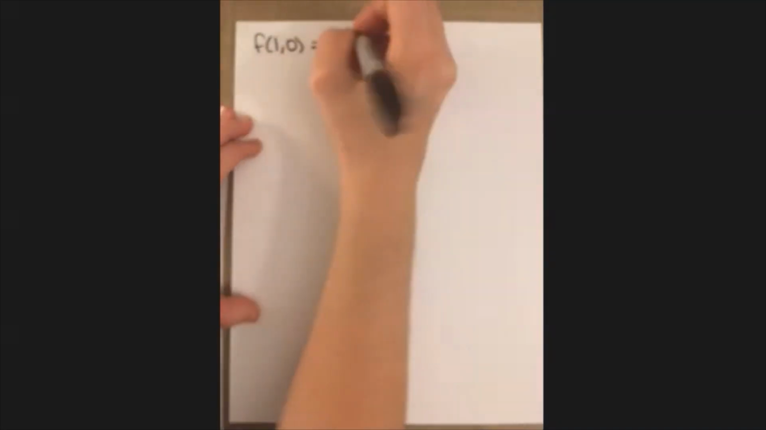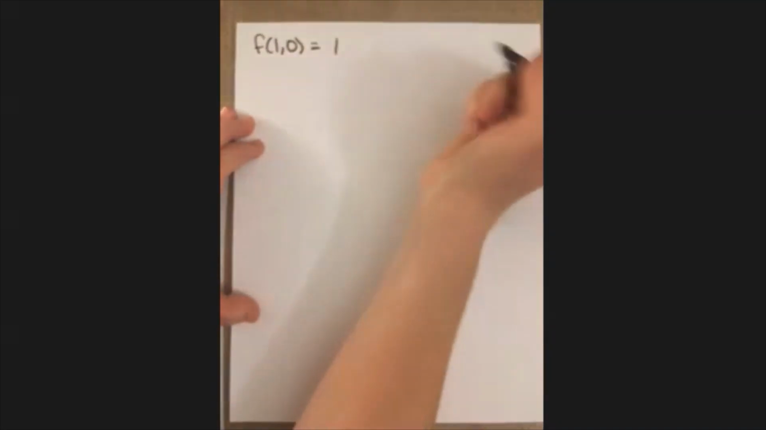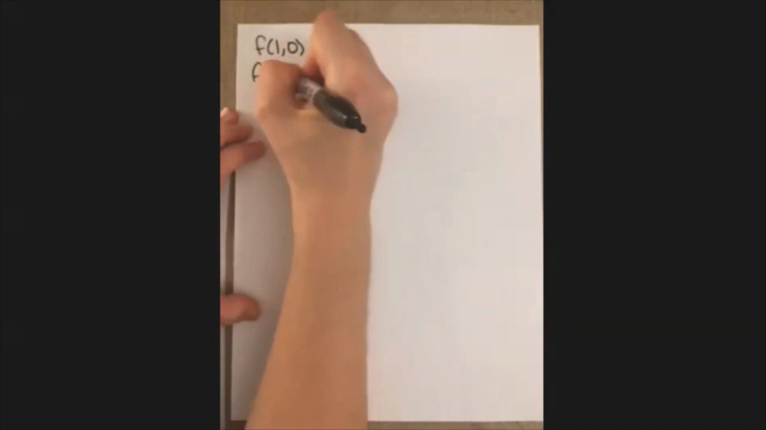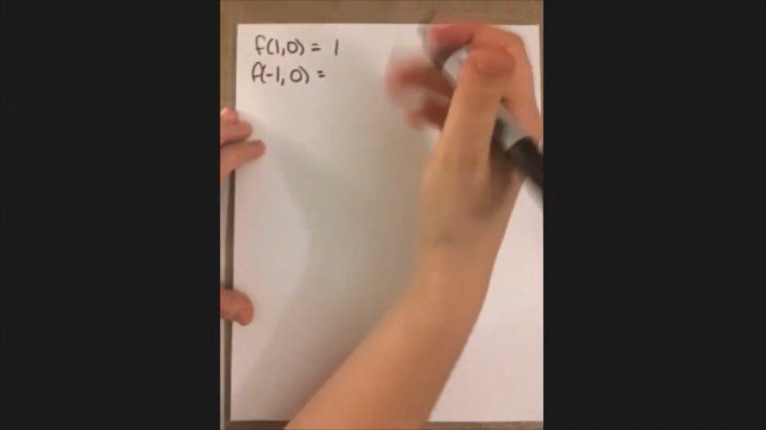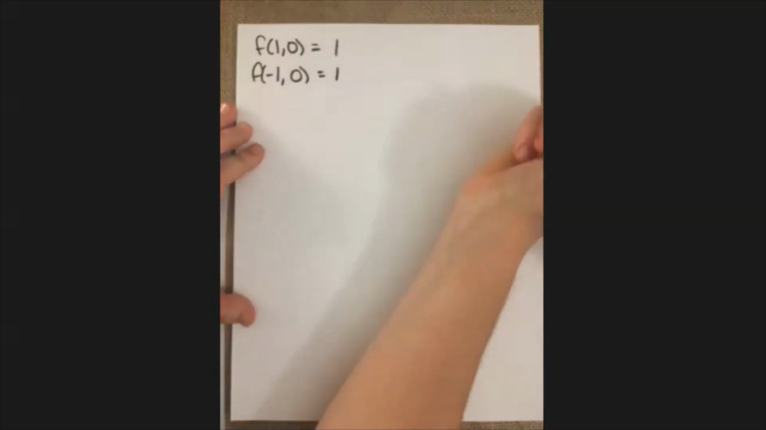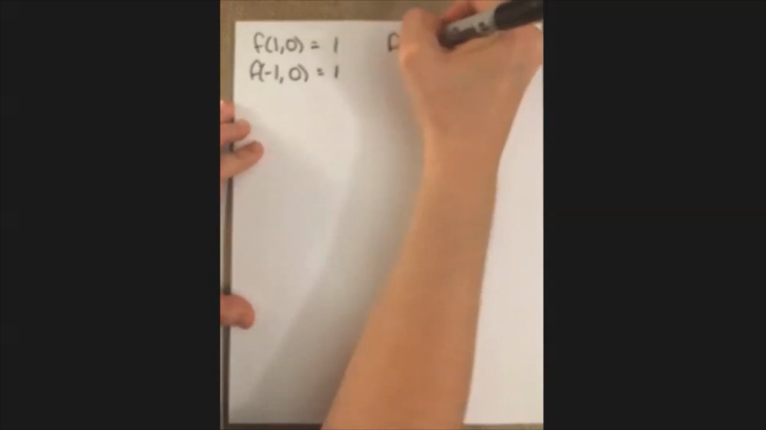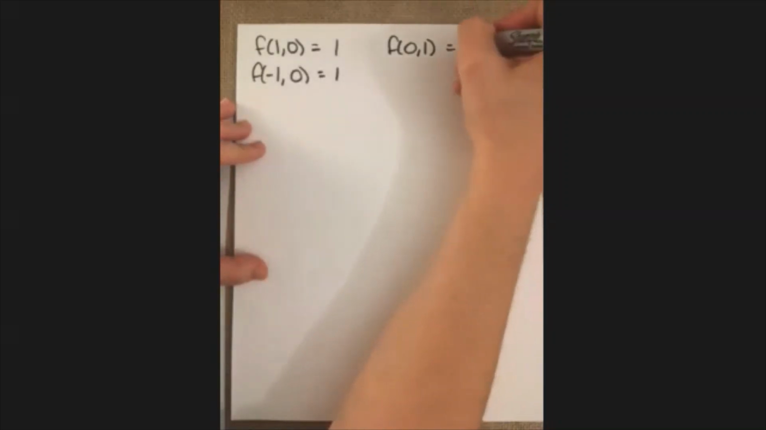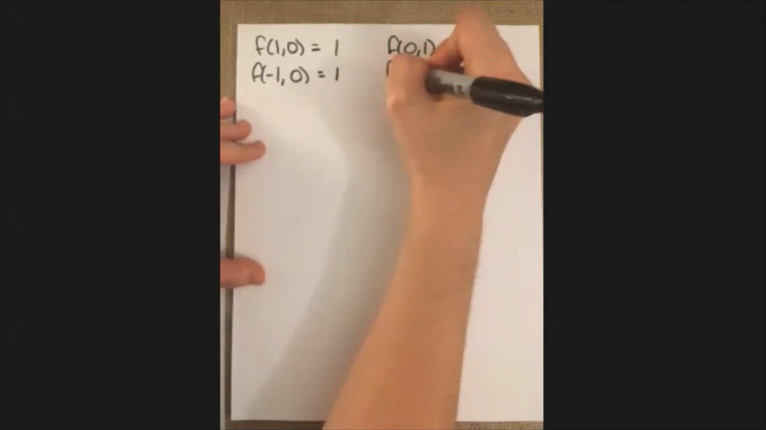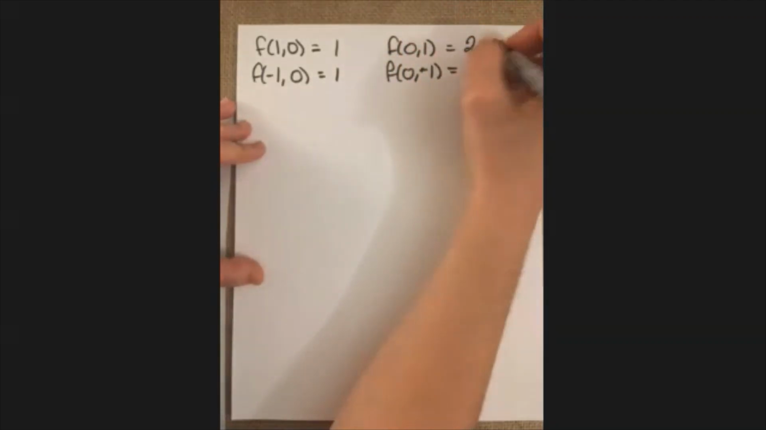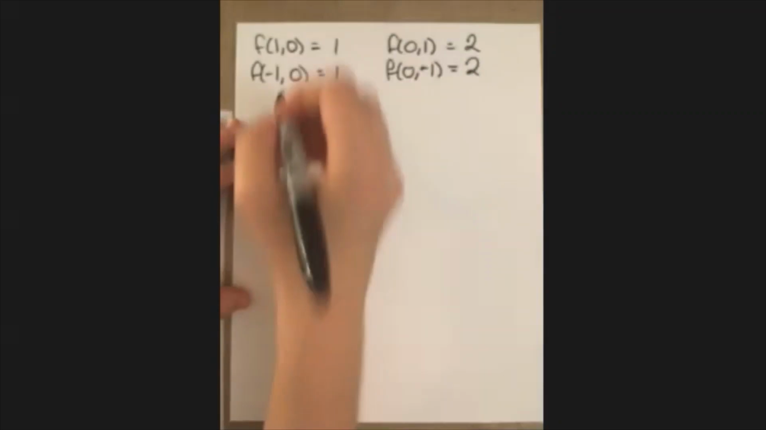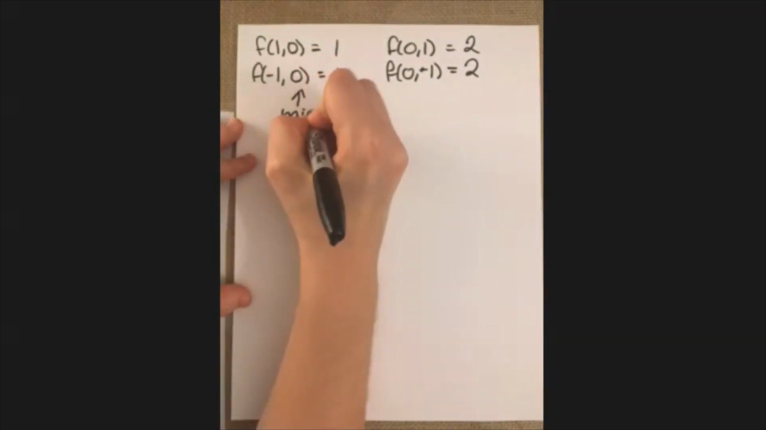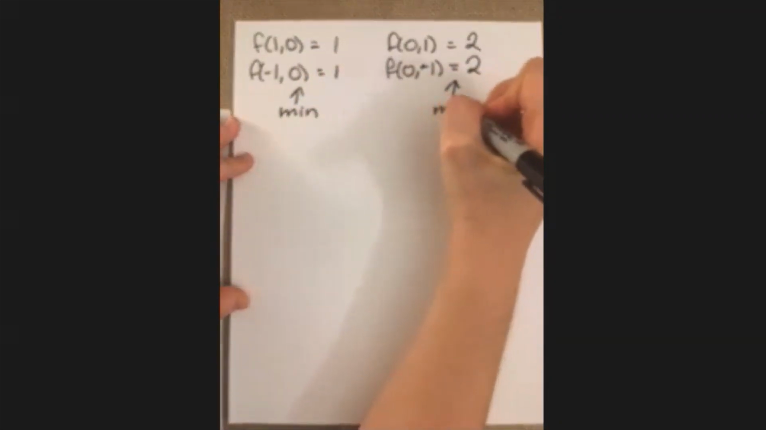So f at (1, 0) is just going to be equal to 1. f at (-1, 0) is (-1) squared plus 0, so that's also just going to be equal to 1. f at (0, 1) will be 0 plus 2 times 1 squared, that's just going to be 2. And then f at (0, -1) is also just going to be 2. Well, so this is our minimum, and this is our maximum.